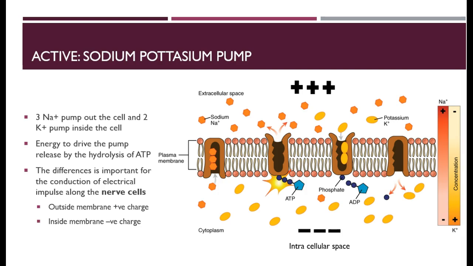In the sodium-potassium pump, 3 sodium ions are pumped out of the cell and then 2 potassium ions are pumped inside the cell by using a carrier protein. The energy to drive the pump is released by the hydrolysis of ATP. This difference is important for the conduction of electrical impulses along the nerve cells, to ensure that the outside of the membrane will remain positively charged, whereas the inside of the membrane will remain negatively charged.